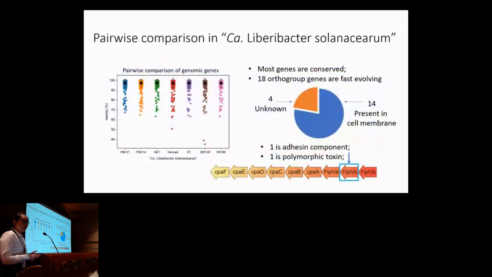Instead, by using pairwise comparisons for the genomic genes in different haplotypes, we found the majority of the proteins are highly conserved, while there are 18 ortholog group genes that display high variation. This indicates that they are fast evolving. By sequence and structure analysis, we found that 40 genes are present in the cell membrane, including one adhesion component and one polymorphic toxin that we just identified. We believe that these membrane proteins may be responsible for interacting with host proteins and mediating the host specificity.